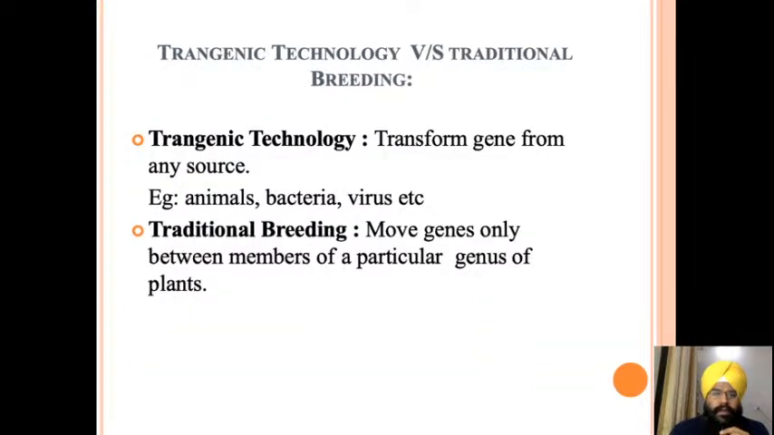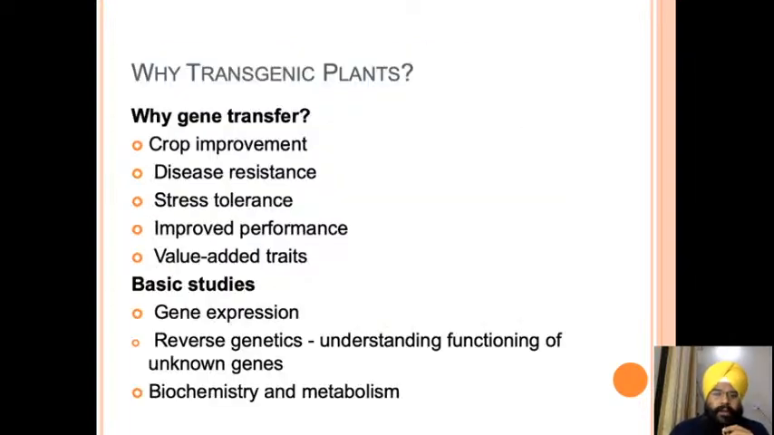Transgenic technology versus traditional. Transgenic technology transfers a gene from any source, like an animal, bacteria, or a virus, whereas traditional breeding moves genes only between the members of a particular genus of plants. So why transgenic plants? Because we have crop improvement, disease resistance, stress tolerance, improved performance, value-added traits.